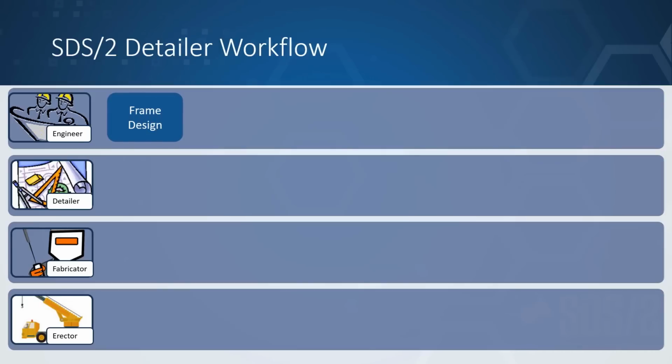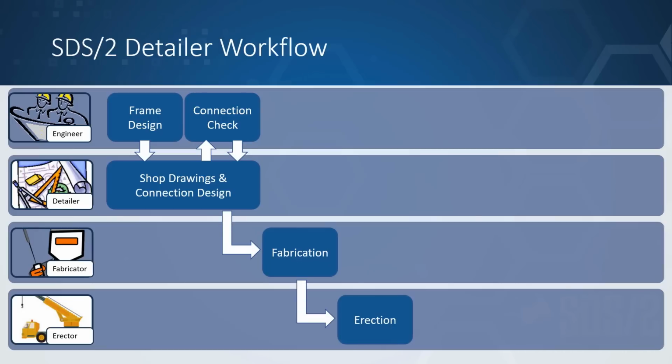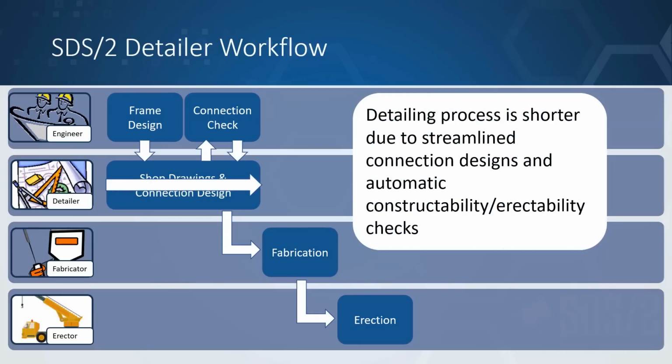While the detailer may not want to take on the liability for connection design, having a connection design capability can result in significant time savings. So let's say the engineer is going to send me that frame design. It's going to go through, I'm going to do my shop drawings. I might have a couple RFIs sending to the engineer about my connection design. Well, then that can go to my fabricator, and then the fabricator can go to the erector. The detailing process is going to be a lot shorter due to the streamlined connection design, and then we already do the constructability and erectability checks.